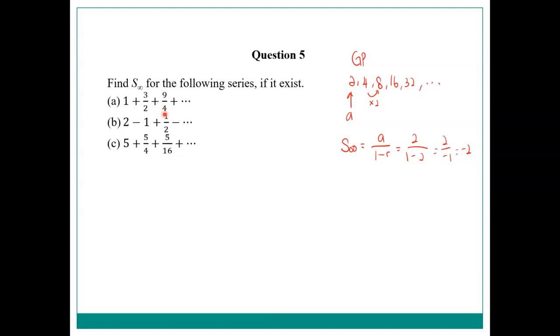So what determines whether a series converges or diverges? The key is this: modulus R must be less than 1. If this holds, then the sum to infinity exists, and the series converges. Otherwise, the series will diverge. The sum to infinity doesn't exist.